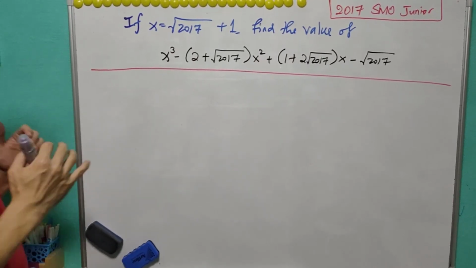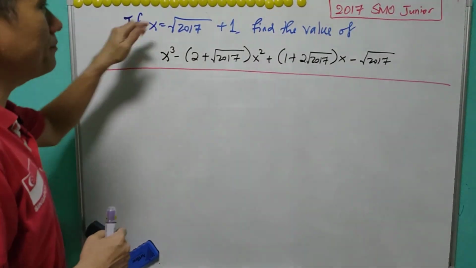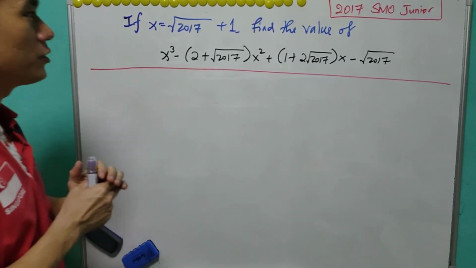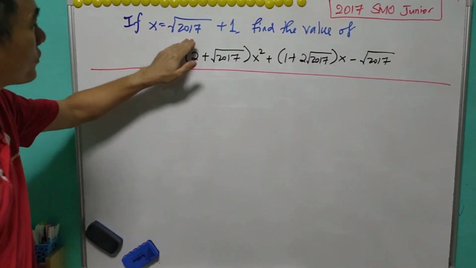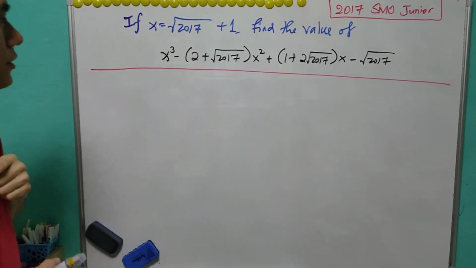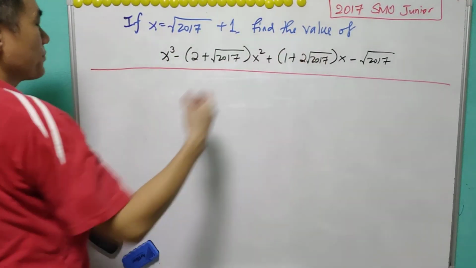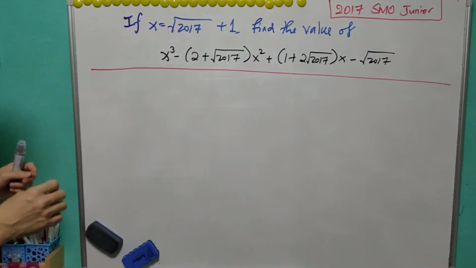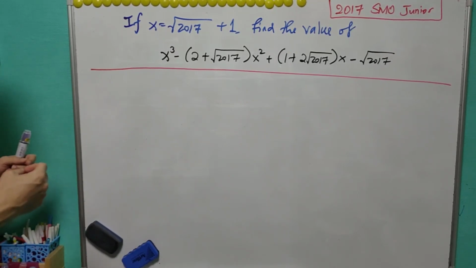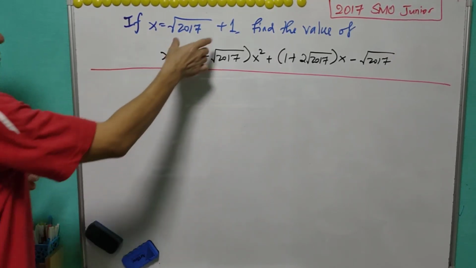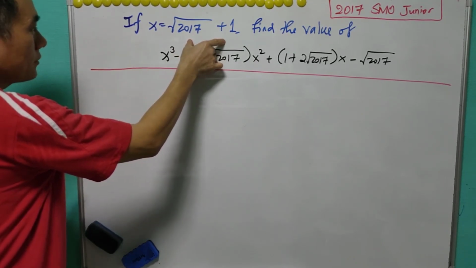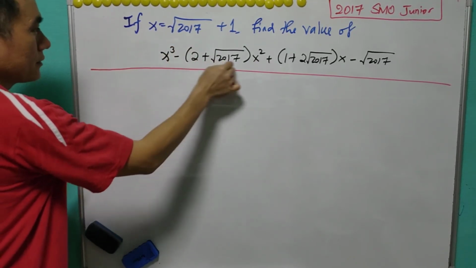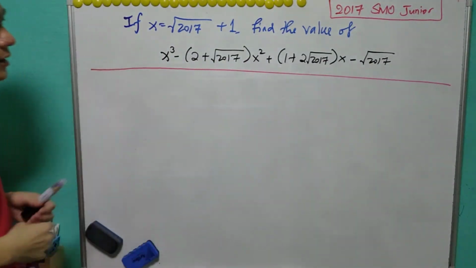For today, we are looking at this simple algebra problem from 2017 SMO Junior section. It's given that x equals square root of 2017 plus 1. You are asked to find the value of this expression. For those students that do not have much experience in Math Olympiad, they probably will sub in x as square root 2017 plus 1 into here. And this is not advisable.